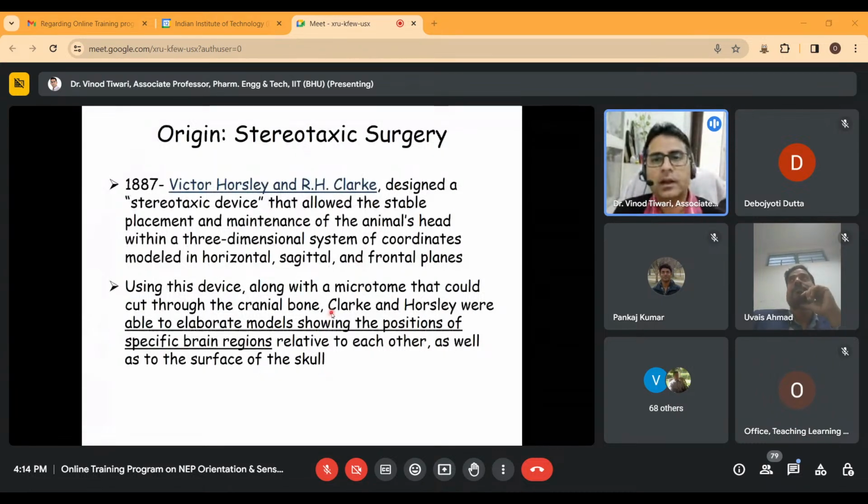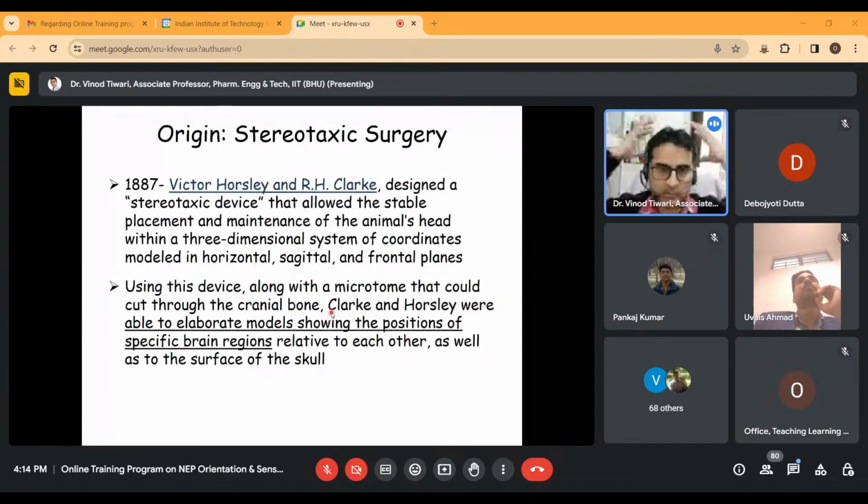It allowed for the stable placement and maintenance of the animal's head within a 3D system, which is X, Y, and Z coordinates, modeled into horizontal, sagittal, and frontal plane. Okay, we will talk about what is horizontal, what is sagittal, and what is frontal in the coming slides. And then using this device, they were able to cut the whole brain through the cranial bone.